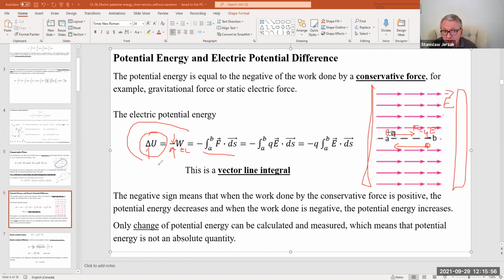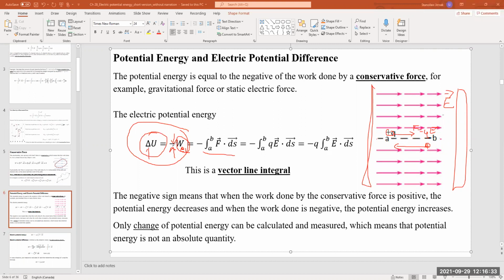But what this expression here means is that when you calculate work, the W is the work done by the electric force. So here I have written, you see, EL, so that you remember this is the work done by the electric force. And when the work done by the electric force is positive, like in this case, if the charge Q is moved by the electric force from A to B in the direction of the electric field, potential energy will decrease. So the final potential energy will be smaller than the initial potential energy of that charge. And for that reason, I have to insert that negative sign.